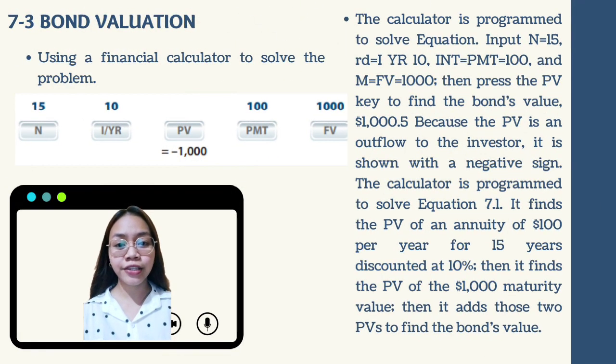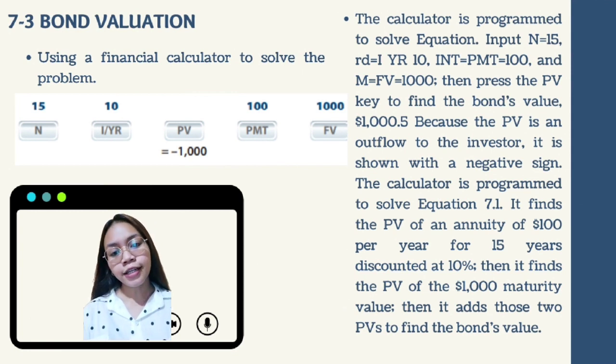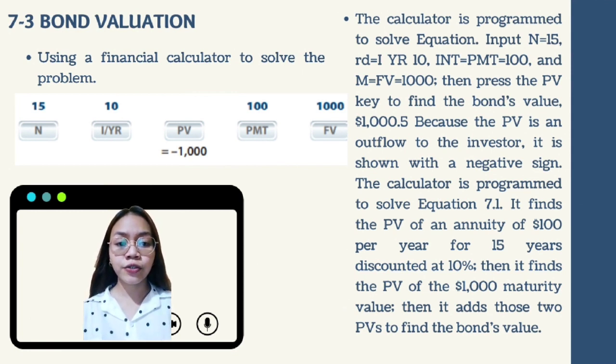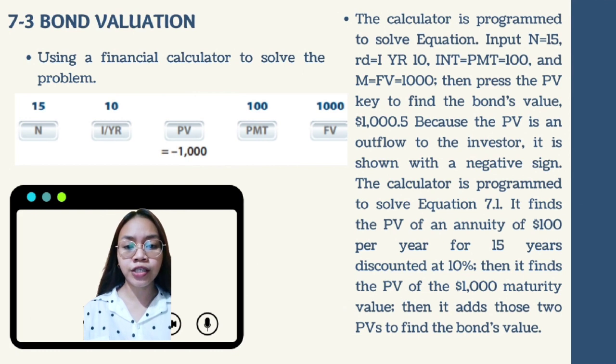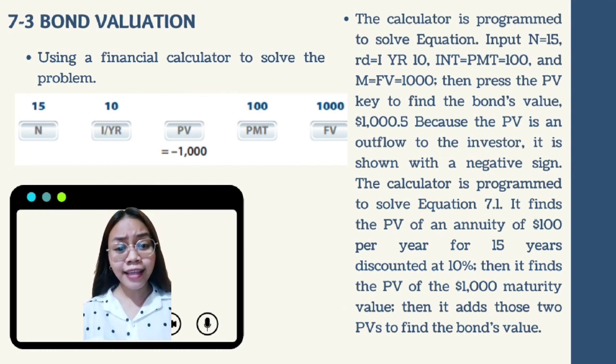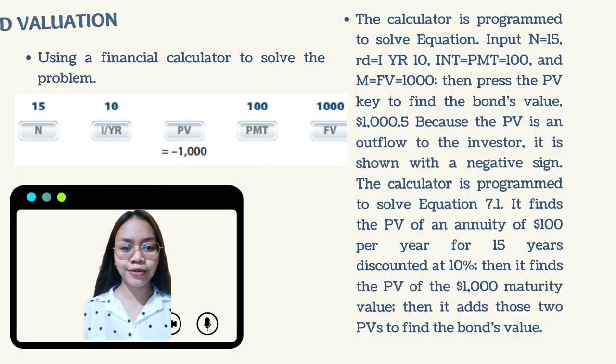As you can see in the previous slide, using a financial calculator to solve the problem, the calculator is programmed to solve the equation. Input N equals 15, I per year equals RD, which is 10, INT equals PMT, which is 100, and M equals FV, which is 1,000. Then press the PV key to find the bond's value, which is negative 1,000 because the PV is an outflow to the investor. It is shown with a negative sign because the calculator finds the PV of an annuity of 100 per year for 15 years discounted at 10%. Then it finds the present value of the 1,000 maturity value, and adds those two present values to find the bond's value.